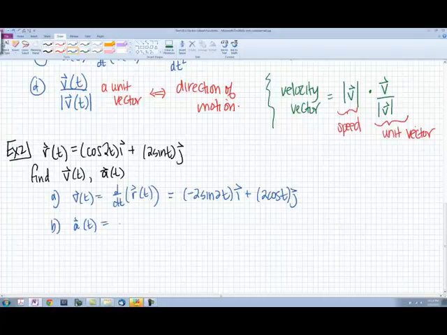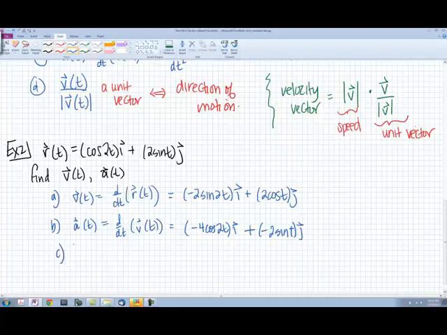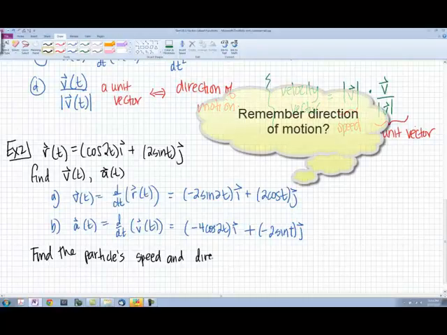Now I want to find our acceleration vector, so that means I need to take the derivative of our velocity vector. So take the derivative one more time. I get negative 4 cosine 2t times vector i plus a negative 2 sine t times vector j. Now how about let's do one more thing with this. How about let's find the particle's speed and its direction of motion at time t equals 0.